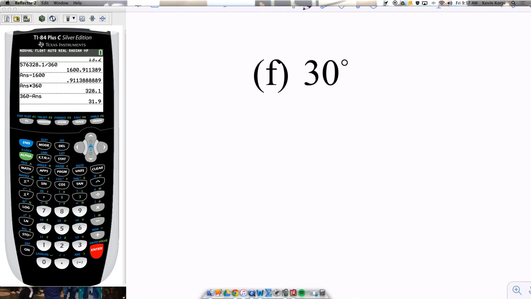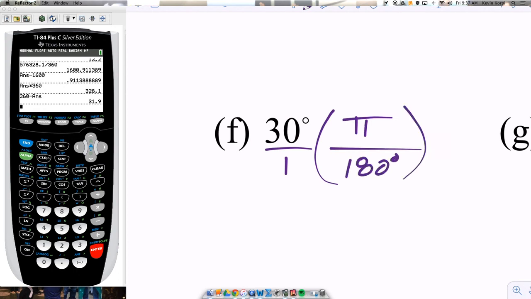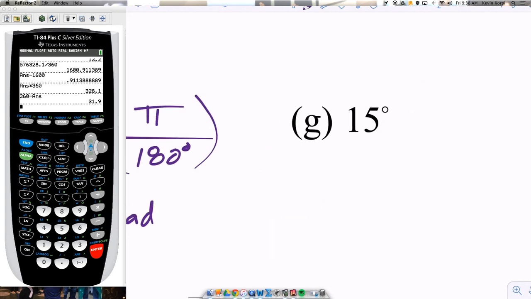You could get it one of two ways. You could say, 30 is a third of 90, right? So it should be a third of pi halves. What's a third of pi halves? Pi over 6. You can do it that way. Or you could just convert it, right? Put it over 1 and multiply by pi over 180. Your degrees divide out, and you're left with 30 over 180, which is 1/6, also known as pi over 6. This is another one that's going to be very, very common. You're going to have to memorize this one. 30 degrees is pi over 6 radians.